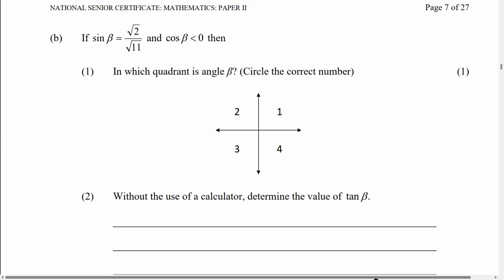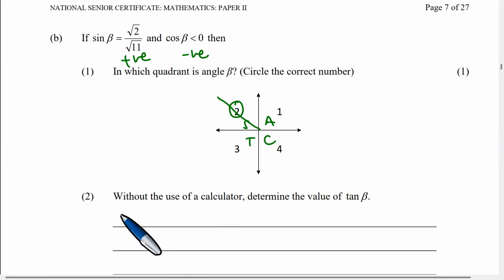Okay, here is part B. Part B is a very interesting one. They are saying in which quadrant is angle beta. Now sine beta is positive, but cosine beta is negative. So you need to deal with the CAST diagram and say in which quadrant is sine positive but cosine negative. But they said just circle the number. So the number that is actually encircled is the number 2. So it is the second quadrant, because quadrant 1, quadrant 2, quadrant 3, quadrant 4. In which quadrant is angle beta? Obviously it is in a quadrant in which the sine is positive and the cosine is negative. That is actually the second quadrant.